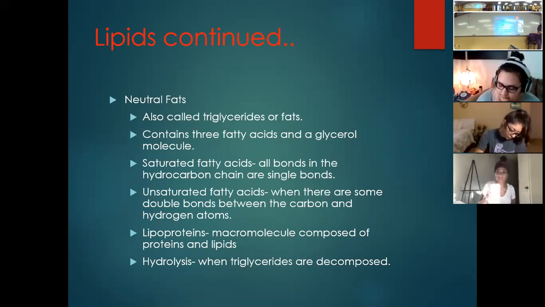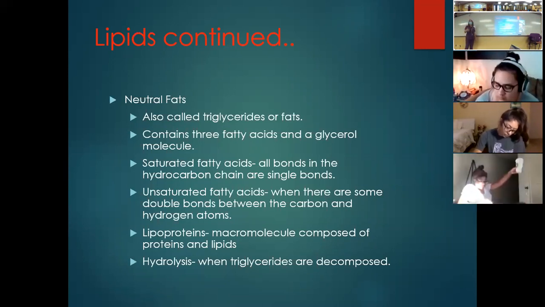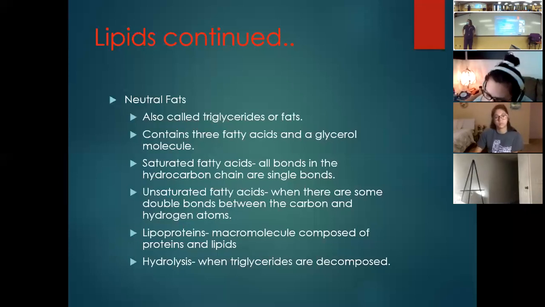So these triglycerides, they're called triglycerides because tri means what? 3. Glycerol. Triglycerides are 3 glycerol bonded together. These are also known as fatty acids.